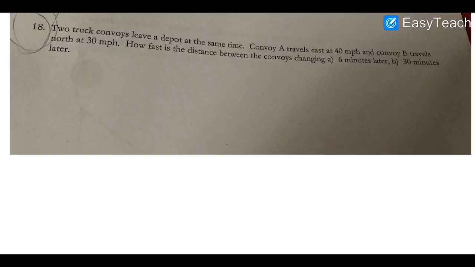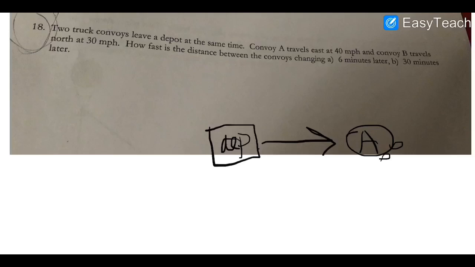So the first thing we're going to do is draw a picture to show exactly what is going on here. So let's just draw a depot. We don't really know what that looks like, but this will be a depot. And it says that convoy A is traveling east. We're going to go this way. This is supposed to be a car. And then upwards is convoy B. Again, horrible car. But you get the gist.